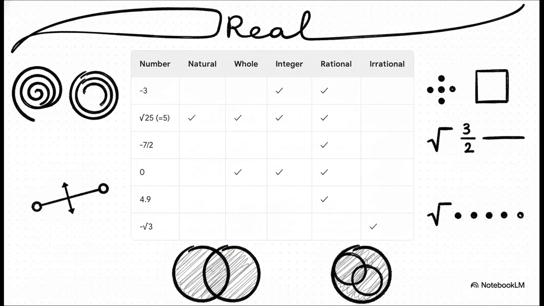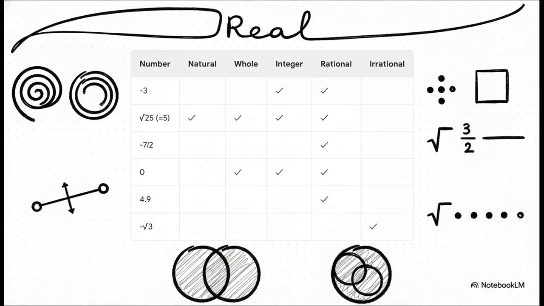Next, the square root of 25. A bit of a trick question. That's just 5, so it's a natural number. And remember those nesting dolls, that means it's also a whole number, an integer, and rational. Okay, -7/2. It's written as a fraction, so it's a dead giveaway. It's rational. 0, that's our special friend in the whole numbers, which also makes it an integer and rational.